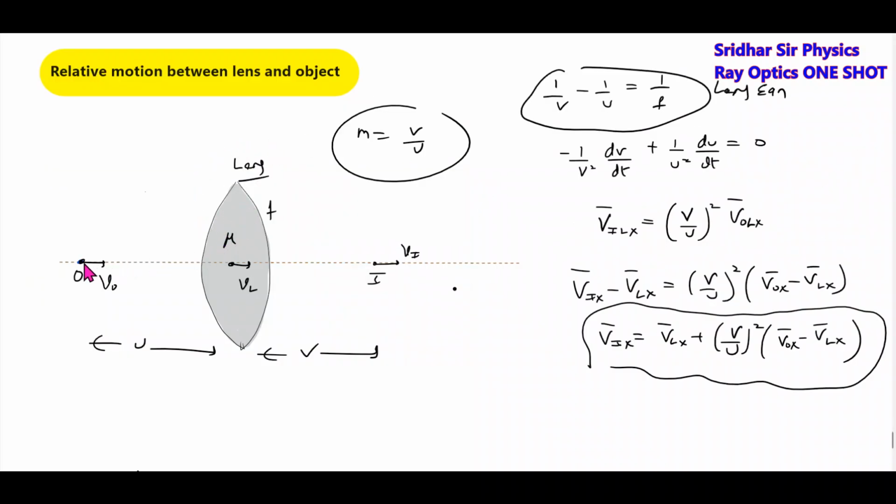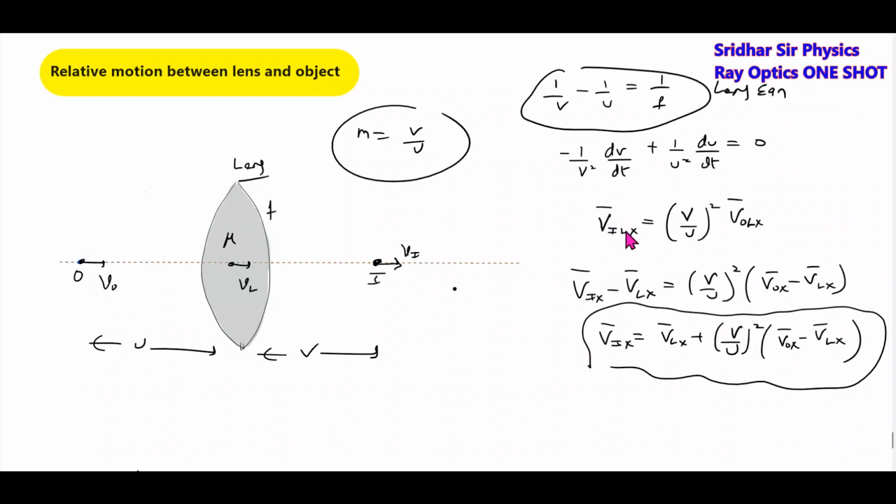Now, if there's an object and there's a lens, the lens is moving with velocity VL, and the image will be formed. Let VI be the velocity of image. There's an object distance and an image distance. From the lens equation, 1 by v minus 1 by u equal to 1 by f. I'm differentiating this: minus 1 by v square dv by dt, and the derivative of the other term is du by dt.